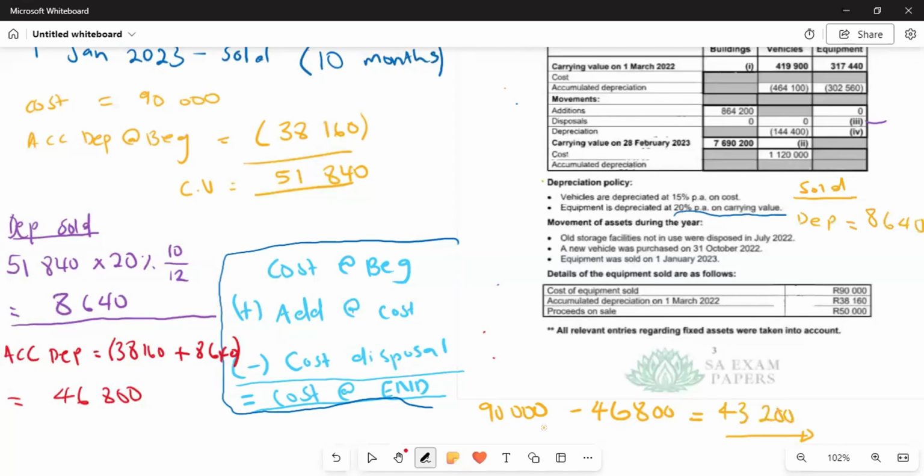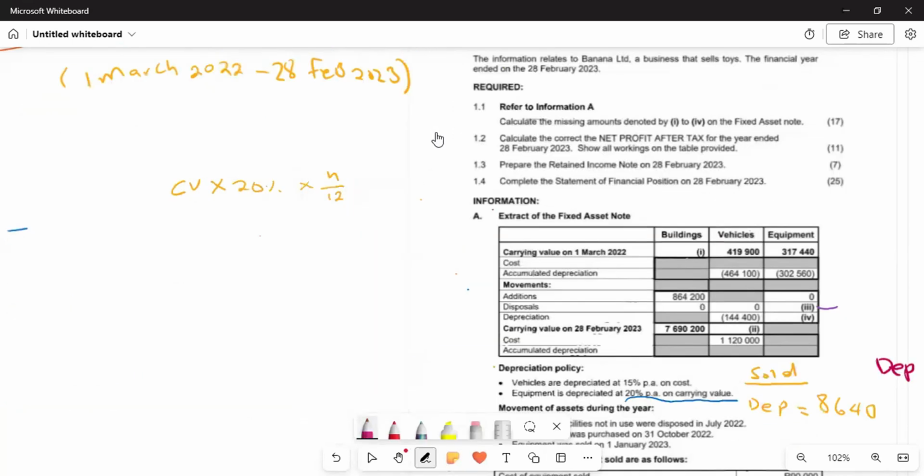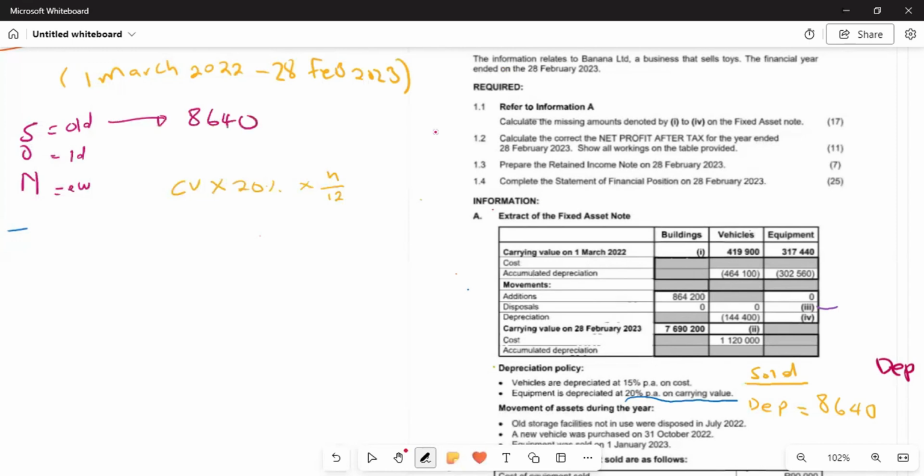Right. Now, taking that into consideration, let us answer the last question, which requires us to calculate the overall depreciation for equipment. Every time I calculate depreciation, I make use of the SUN method. I first calculate the depreciation for my sold, then my old or remaining fixed asset, and lastly, for my new fixed asset. So I've already calculated the depreciation for my sold equipment, which was 8,640. Now I'm left with calculating the depreciation of my old or remaining equipment, as well as the depreciation for my new equipment. I'm going to start off with my old equipment.